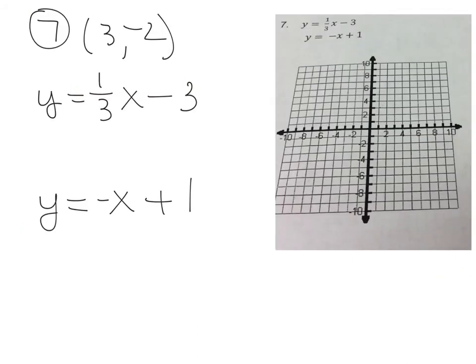Okay, problem number 7. The answer is 3, negative 2. If you got 3, negative 2, you can go on to number 8. If not, you need to watch this and make corrections on your review.